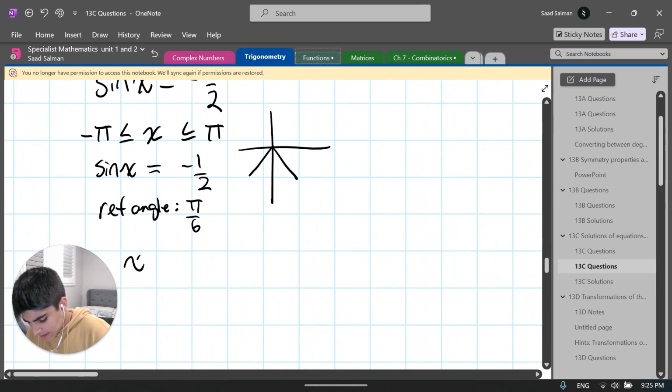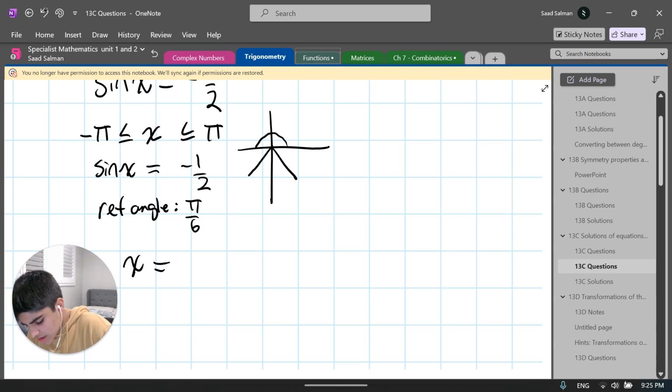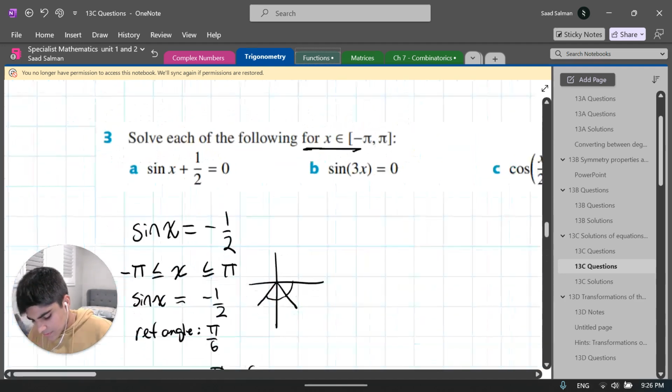Let's find the solutions. x is going this direction. From 0 to pi, there are no solutions because sine is positive. Negative pi on 6, and negative 5 pi on 6.